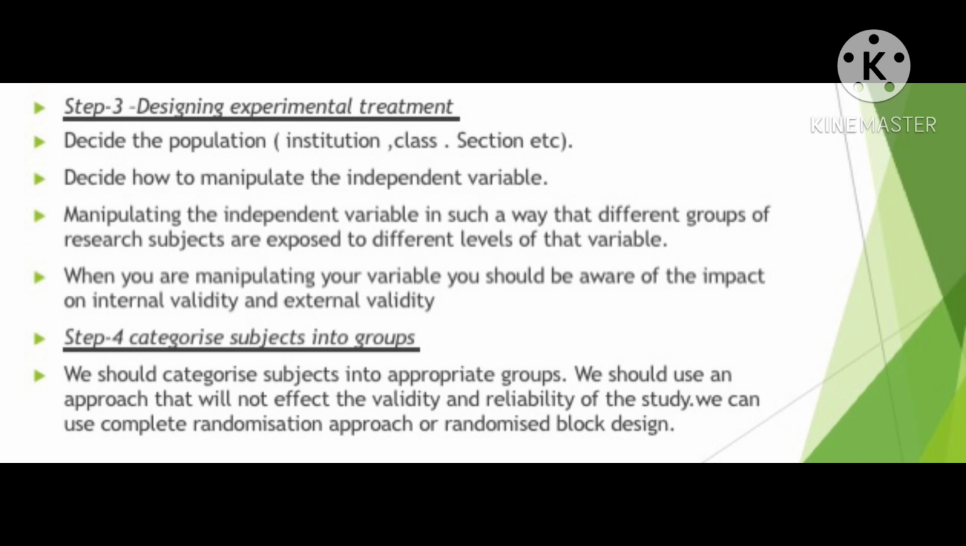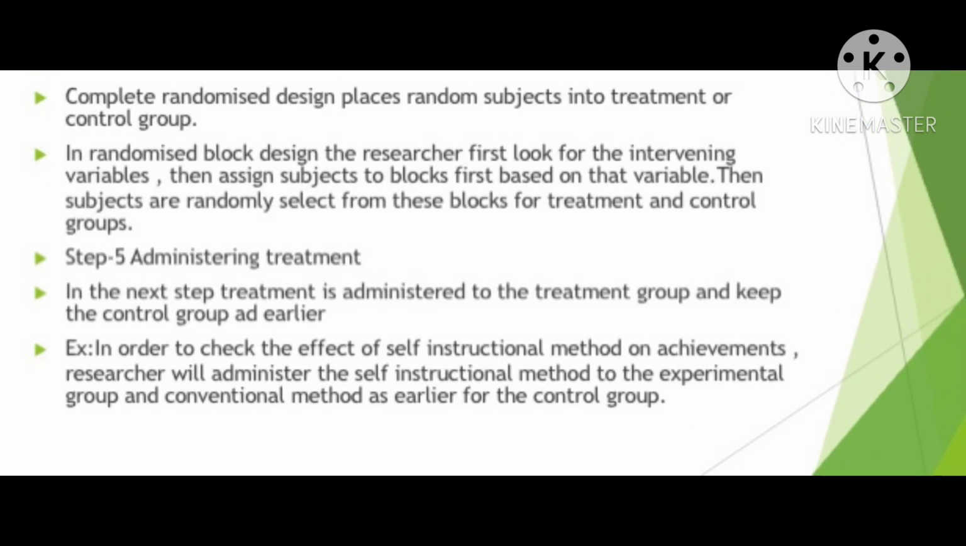In the next step, categorize subject into groups. The experimenter or researcher is categorizing the subject into groups. For that, he is using any one approach like complete randomization approach or randomized block design. In complete randomized design, the researcher is selecting the subject or keeping the subject randomly in both the groups, that is the experimental group and the control group. But in randomized block design, first the researcher is selecting subject into various blocks based on the intervening variable. Later on, he selects the subject randomly from these blocks for his control group and the experimental group.